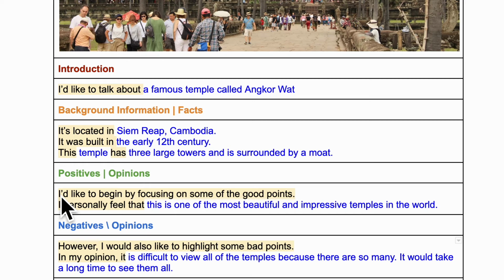First, the signposting language to introduce the next part of my presentation. I'd like to begin by focusing on some of the good points. Language for giving opinion. I personally feel that this is one of the most beautiful and impressive temples in the world.